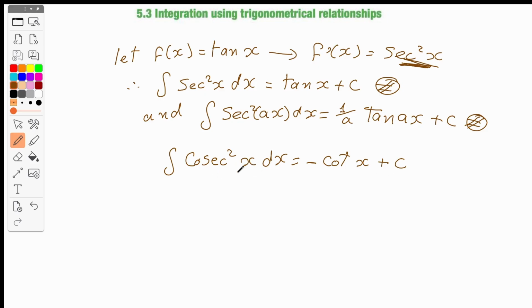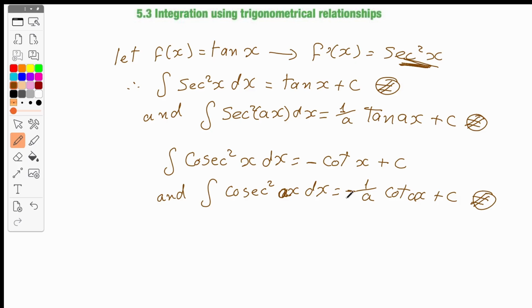What if we have ax here? The integral of cosecant squared 2x dx. As we said before, if we have cosecant squared ax, not 2 but any constant a, it will be negative 1 over a cotangent ax plus c. So this is for the first point here.